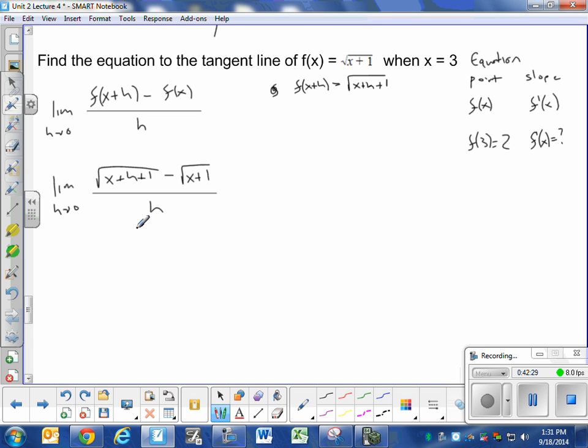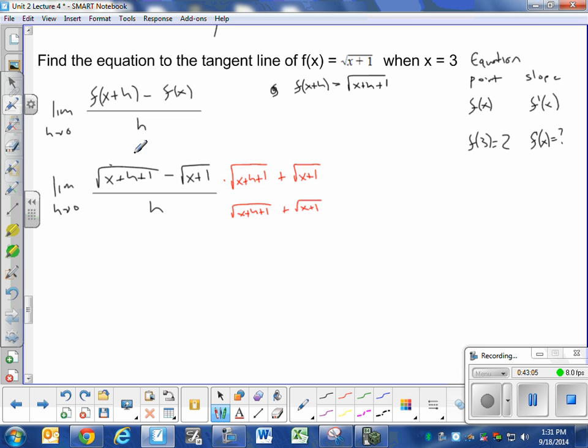So, step 2, attempt to simplify. We remember from Unit 1 that whenever we see square roots in limits, we probably want to get rid of them. And we get rid of them by multiplying by the conjugate. So I will multiply the top by root x plus h plus 1 plus root x plus 1. And down here the same thing, root x plus h plus 1 plus root x plus 1.